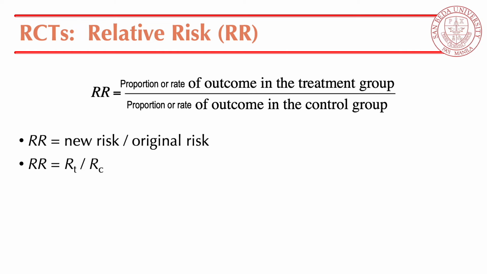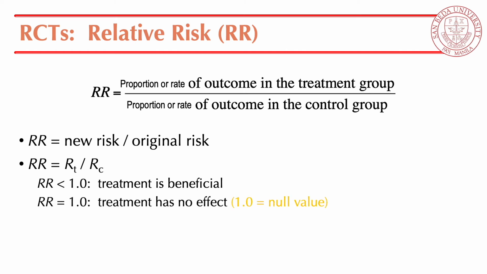Now, if the treatment is effective in preventing you from obtaining the harmful outcome, you would expect the R sub T to be smaller than the R sub C. When the numerator is smaller than the denominator, you would expect the resulting quotient to be less than 1. In this sense, RR values less than 1 mean that the treatment is beneficial. Now, if the risk remains the same or unchanged from baseline after receiving the treatment, this would result in a fraction with a quotient of 1. Thus, RR values equal to 1 tell us that the intervention has no effect at all.